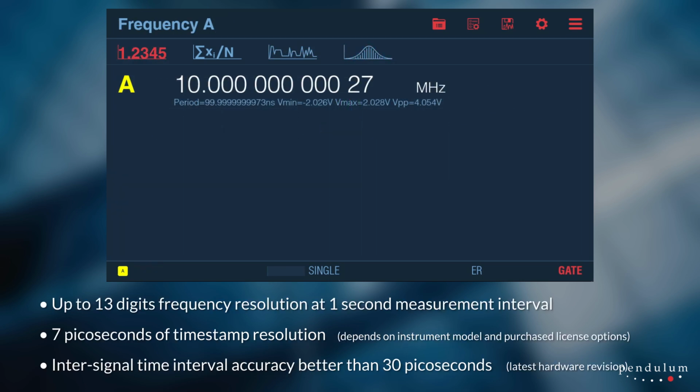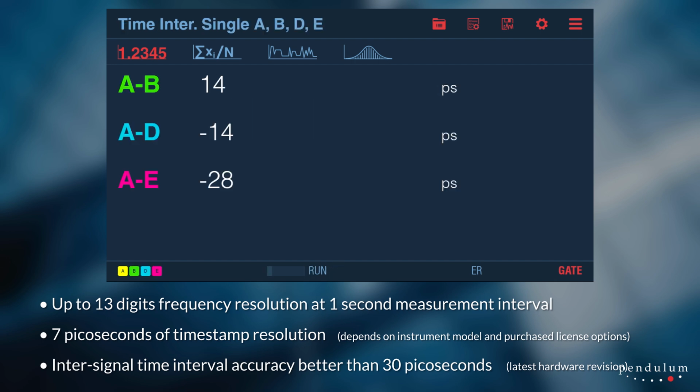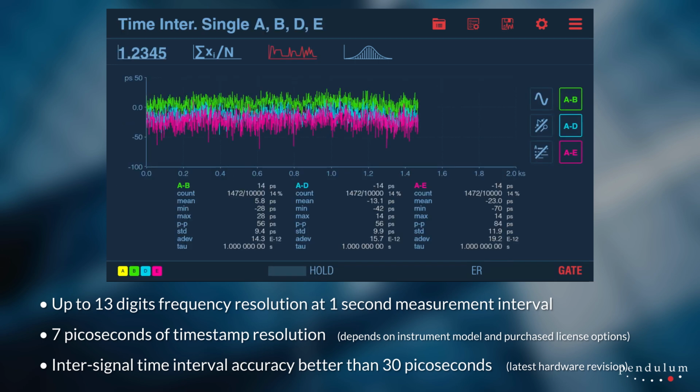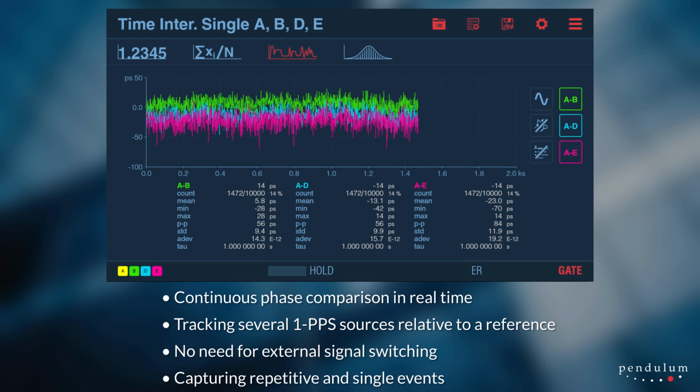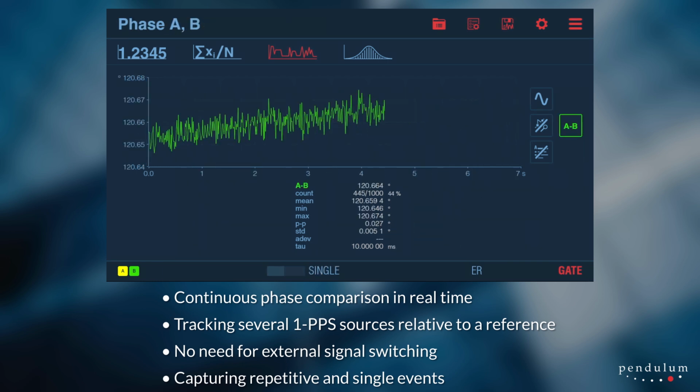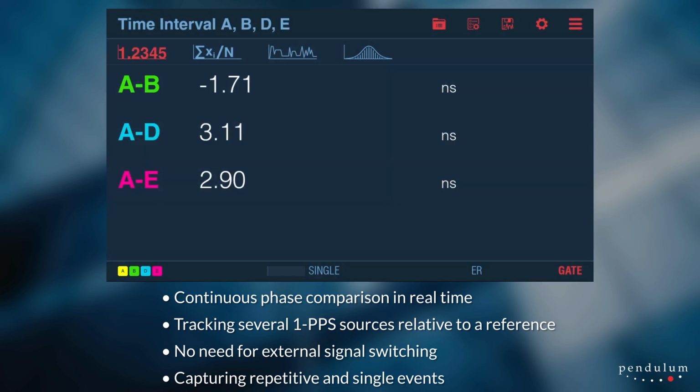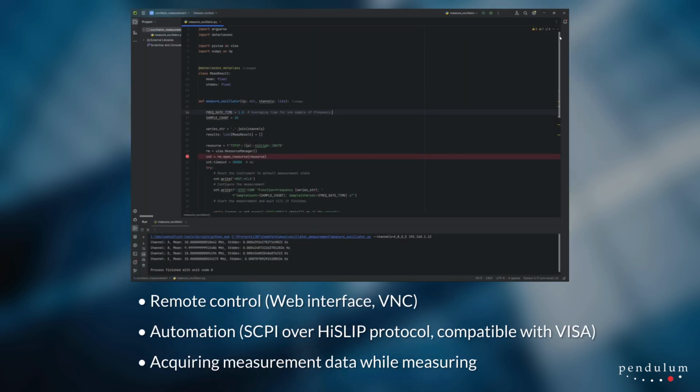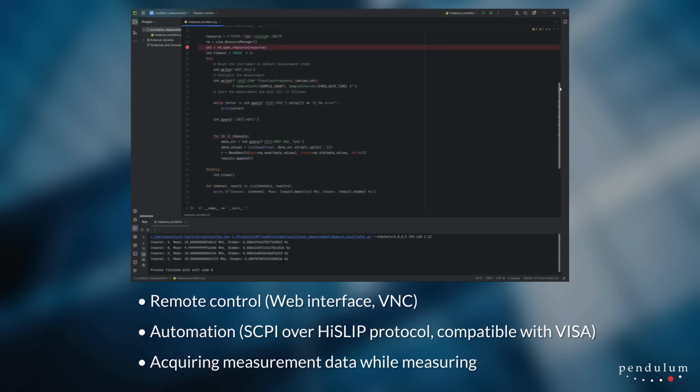Ultimate resolution and accuracy. Continuous measurement of intersignal parameters on multiple channels. Continuous phase comparison and time intervals measurement between several signal sources with no need for external signal switching. Capturing repetitive and single events. Remote control and possibility of automation for test systems.